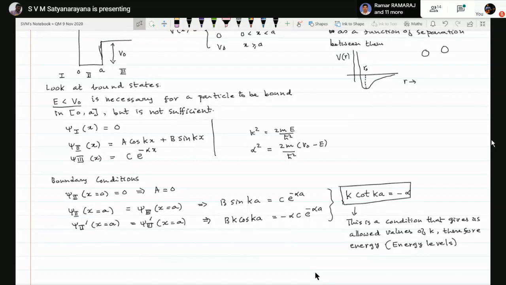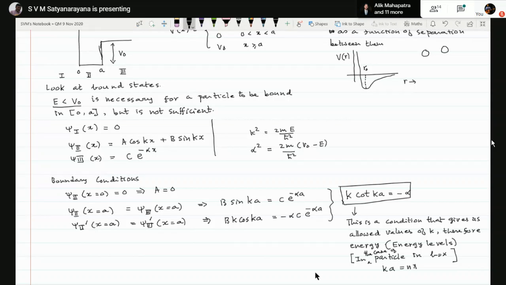So just to tell you, in the case of particle in a box, we had a condition like this: Ka is equal to n pi. This condition is the equivalent of this condition, because this is what gave rise to allowed values of K and allowed values of energy in particle in a box.